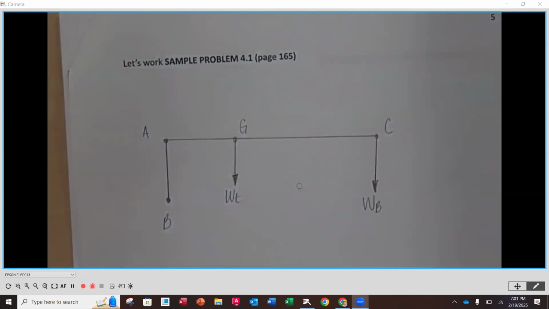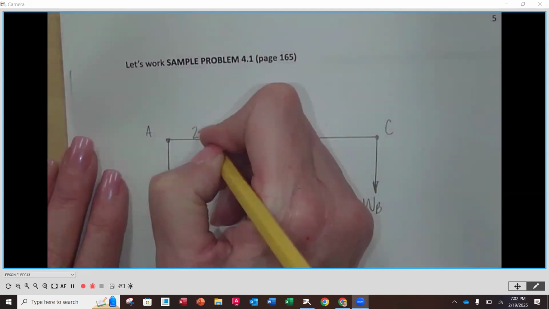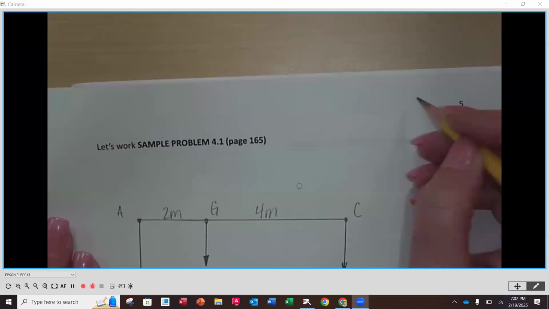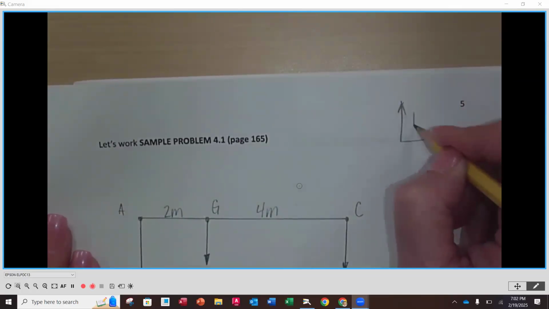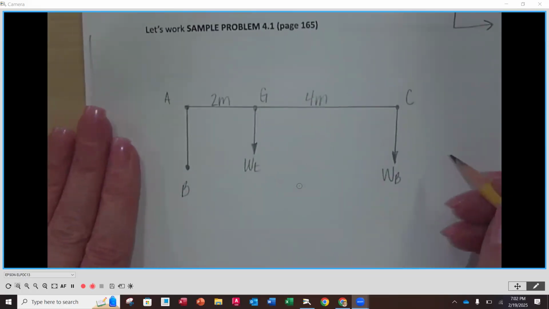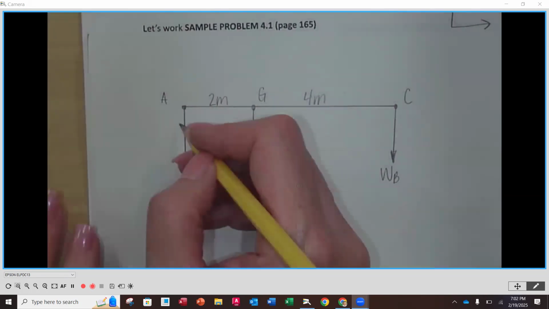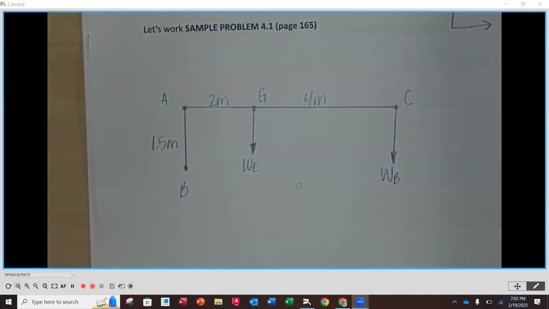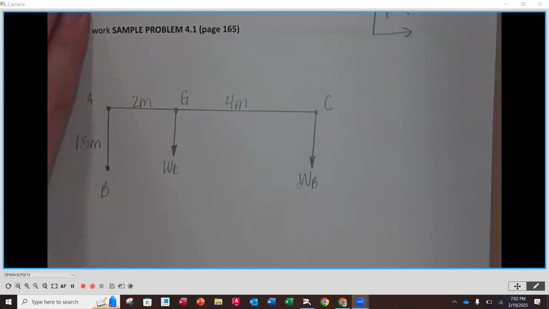Then I'm going to add my distances. This is 2 meters. This is 4 meters. Oops, don't forget your convention. I don't want to miss that. And then my distance A to B vertically is 1.5 meters. Now, external forces wise, we have those on there, but let's calculate our weights.